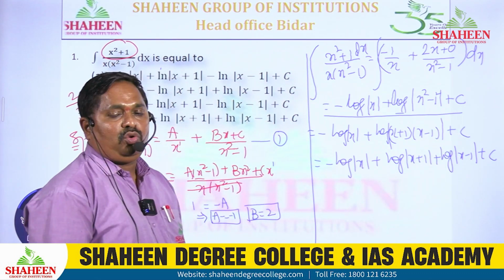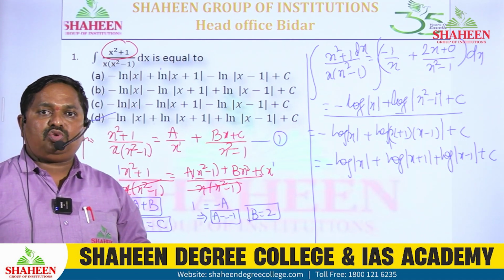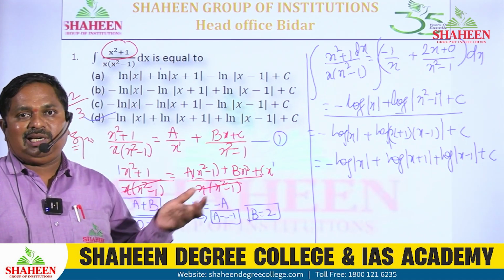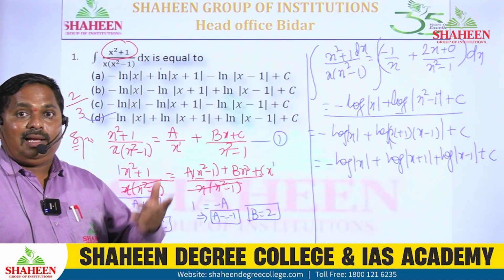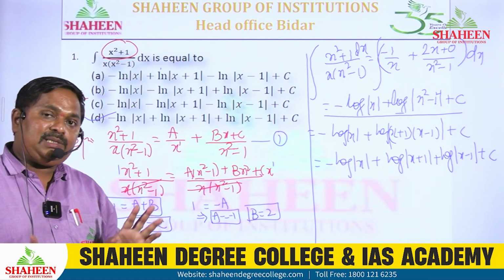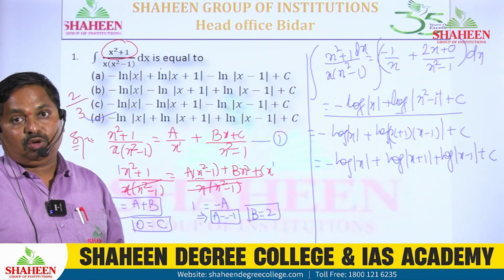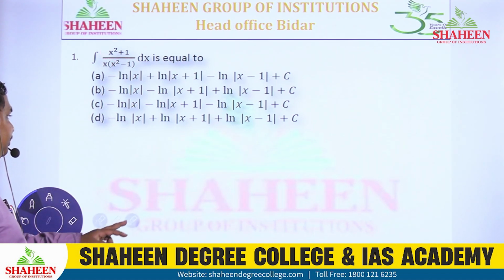If we don't have this option in the given four options, let us try to change the resulting answer. Whatever we got, can we change that answer into any one of these four options? If it is possible, then change it and check the correct option. Clear? Let us move to the next problem.